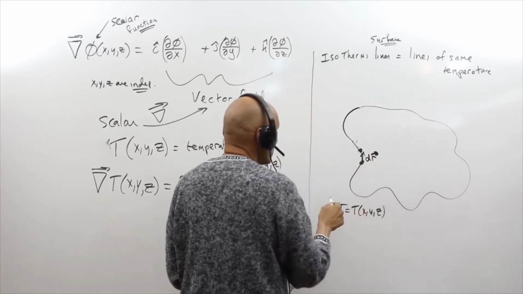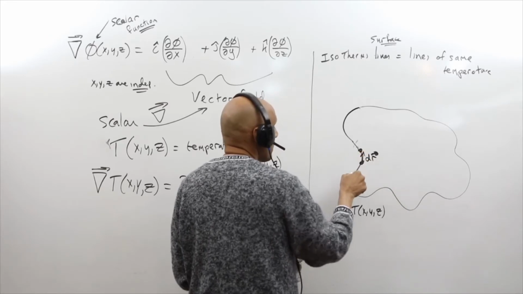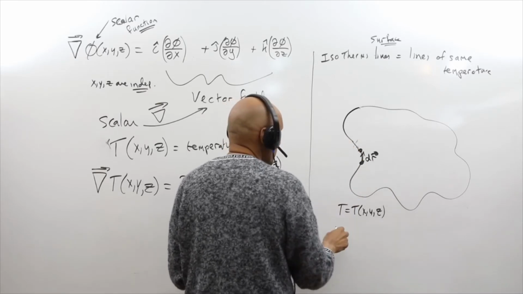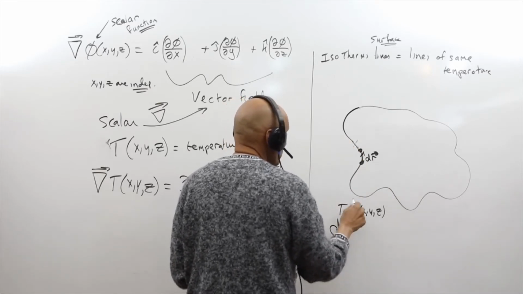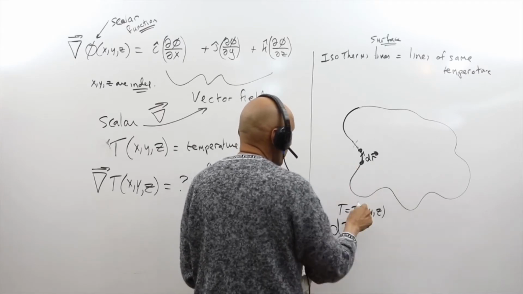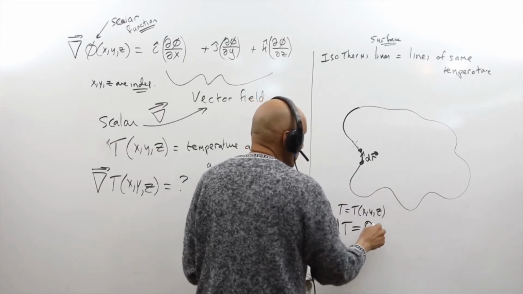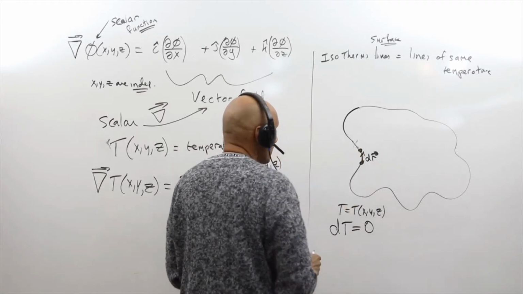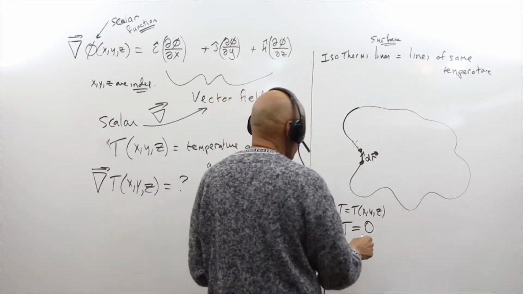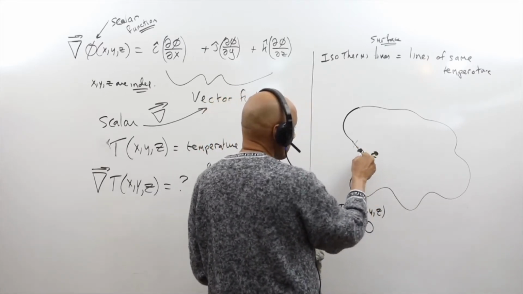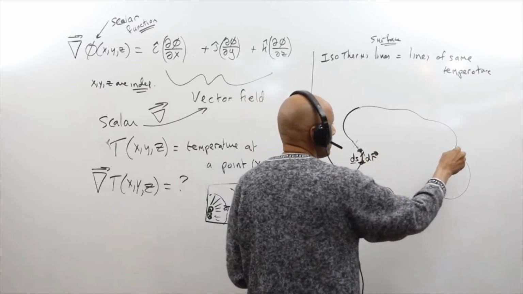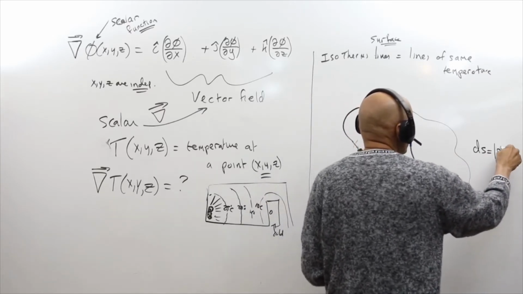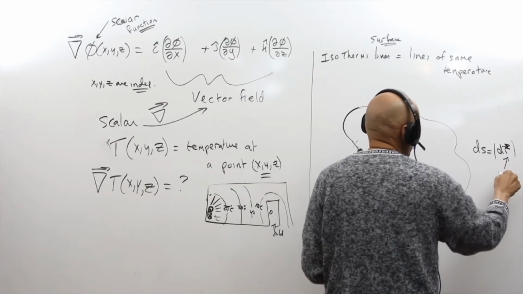And the question is, what is the change in the temperature going from here to here as I'm traveling along an isothermal surface? Well, the change in the temperature between those 2 points, dT, must be equal to 0, because I'm traveling along an isothermal surface. Let's imagine that the distance traveled from here to here is ds, and it's really the magnitude of the displacement vector, the radial vector.